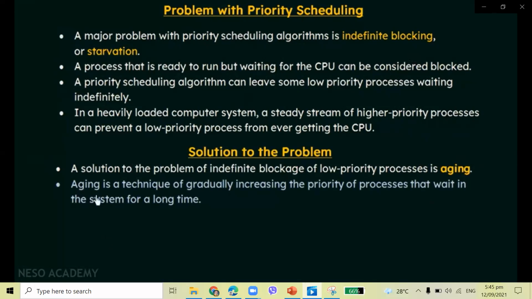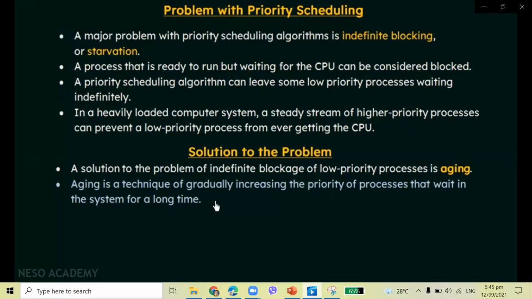So what is aging? Aging is a technique of gradually increasing the priority of processes that wait in the system for a long time. So what we mean by this is that when a process is waiting for the CPU in the system for a long time, then it ages. It will undergo aging. So when it undergoes aging, we will increase the priority of the process as it ages. So if the process is waiting in the queue for a long time, by means of aging, we will increase the priority of that process gradually.